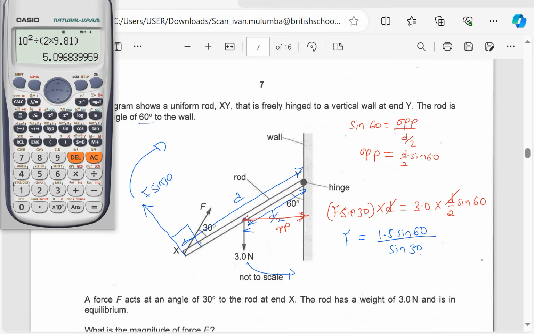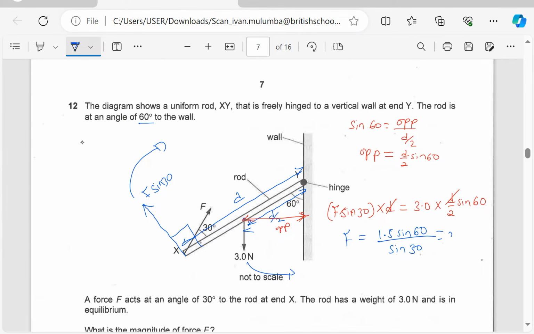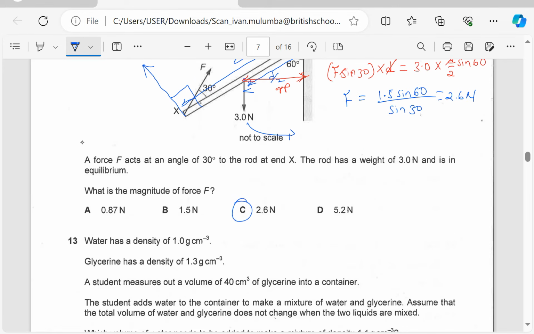So I'll just press my calculator. 1.5 sine of 60 divided by sine of 30. So my answer is 2.598, which is approximately 2.6. So it means this is going to be C.